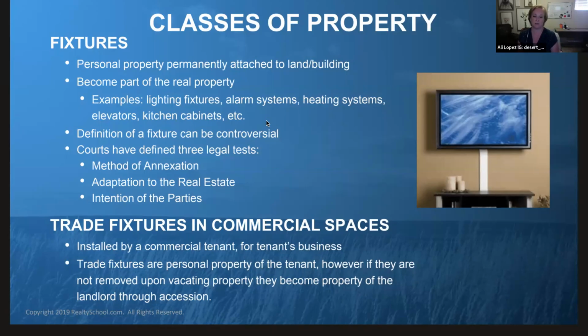Trade fixtures on commercial spaces can be considered something a little bit different. If it's installed by a commercial tenant for the tenant's business, trade fixtures are personal property of the tenant, but if they decide to abandon them and leave them when their tenancy is over, then it becomes property of the landlord through accession. Get that? Great. Okay.